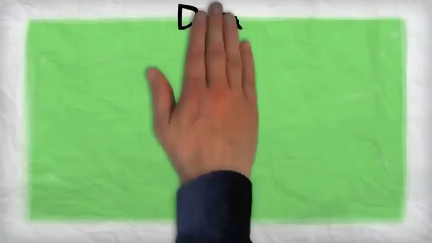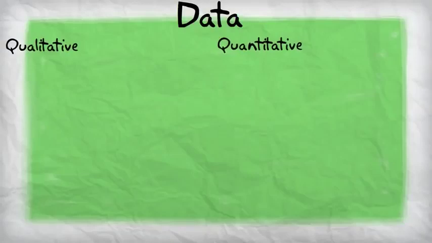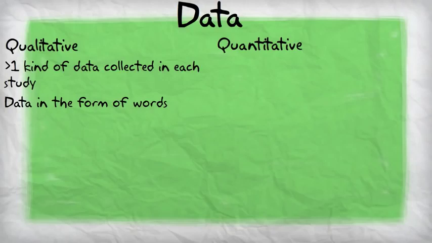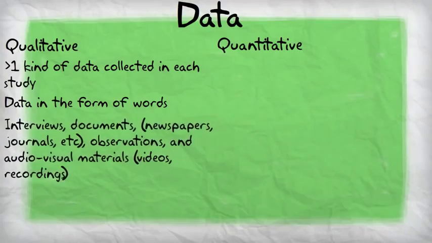Typically, in qualitative research, researchers collect more than one type of data in order to get a better, more holistic picture of what's going on in the field. The data used in qualitative research is almost always in what people say or their words. This data usually comes from interviews, documents like newspapers or journals, observations, and audio-visual materials like videos or audio recordings. Researchers usually obtain multiple types of these kinds of data in order to answer a research question.